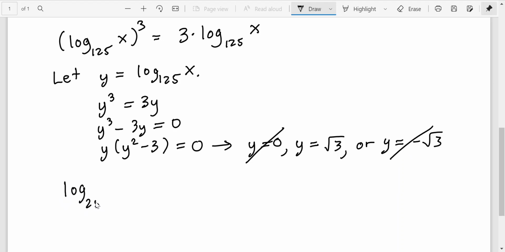So we have the log base 125 of x is the square root of 3, and that implies that x is equal to 125 to the power square root of 3. Okay, and that is the only solution of the equation, and I'll leave it to you to make a check of that solution, try substituting it in and verifying that it is indeed correct.